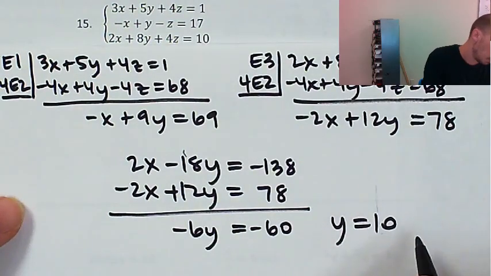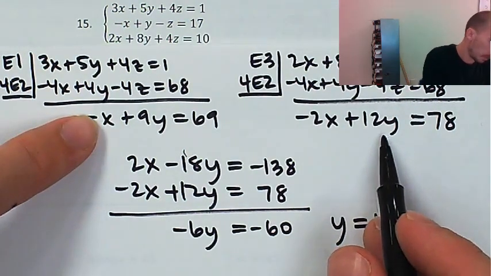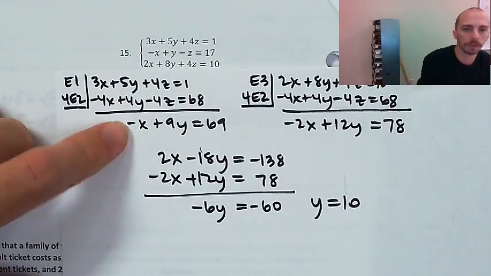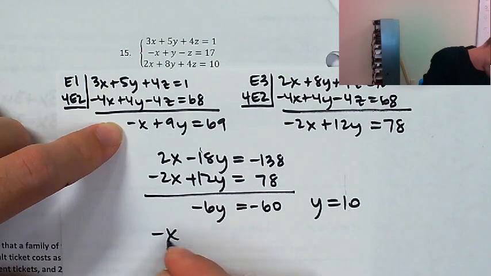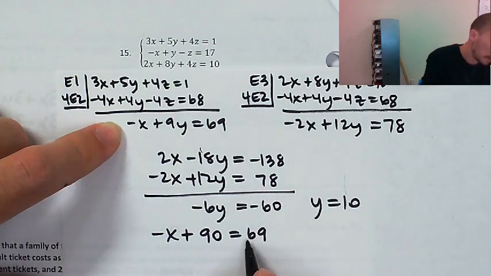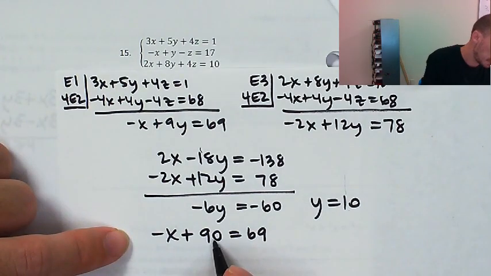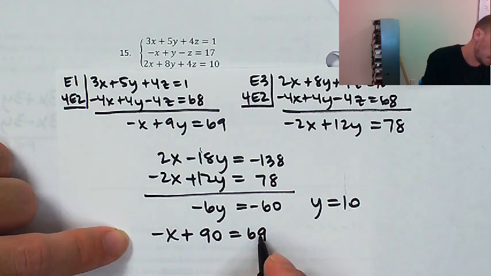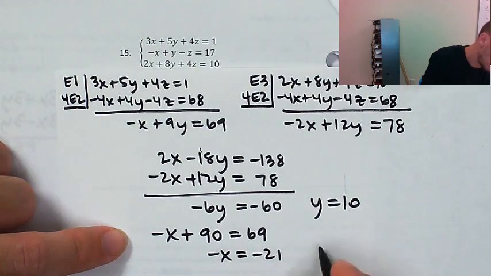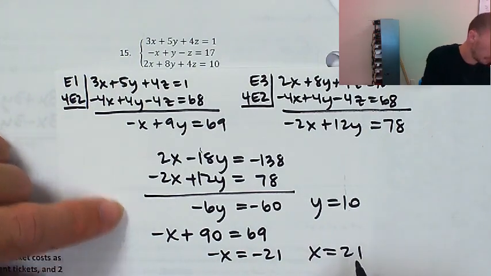Then I can go back to one of my 2x2 equations. I'd probably take one that I hadn't already manipulated. Maybe I'll take this one that just has negative x. Negative x plus 9y equals 69. So if I take 69 and I subtract 90, I think that's going to be negative 21, because if it was 70, it would be 20. Okay, so negative x equals negative 21. So x equals positive 21.